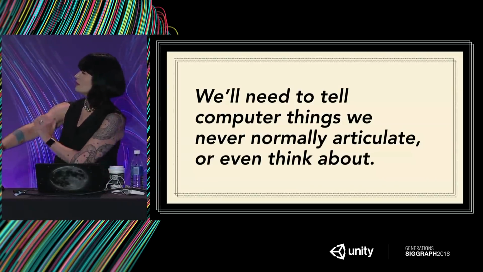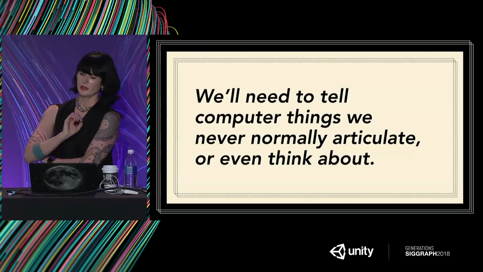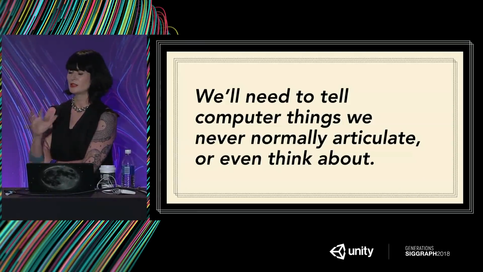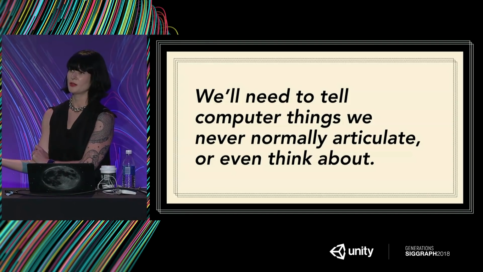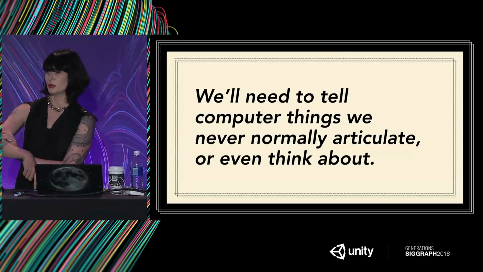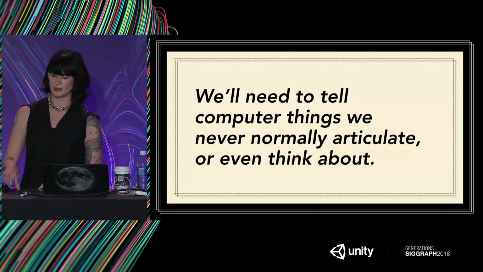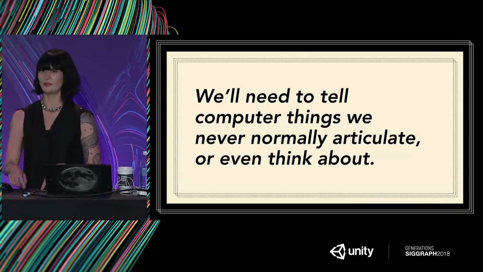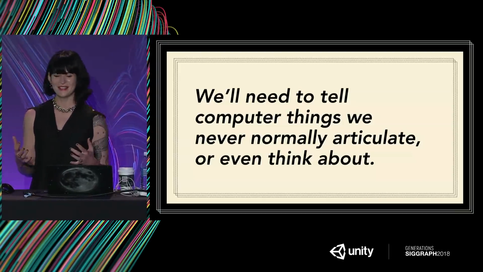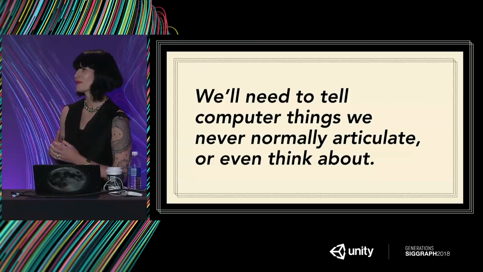So yeah, we need to tell computers things that we never normally articulate or even think about. This is a really interesting problem. We need to explain things to our computer like, what is my house? And who owns what in my house? And this is my bedroom, and what can you do in my bedroom versus not? And this is my kid's bedroom, and what can they do? Oh shit, I don't know. Do I even want to know what they do? Right, like, this is where we're at.